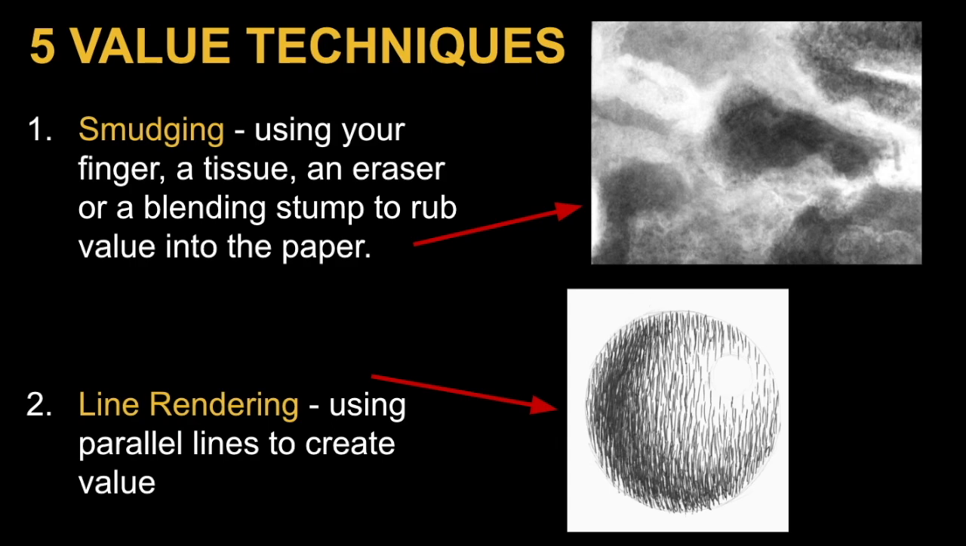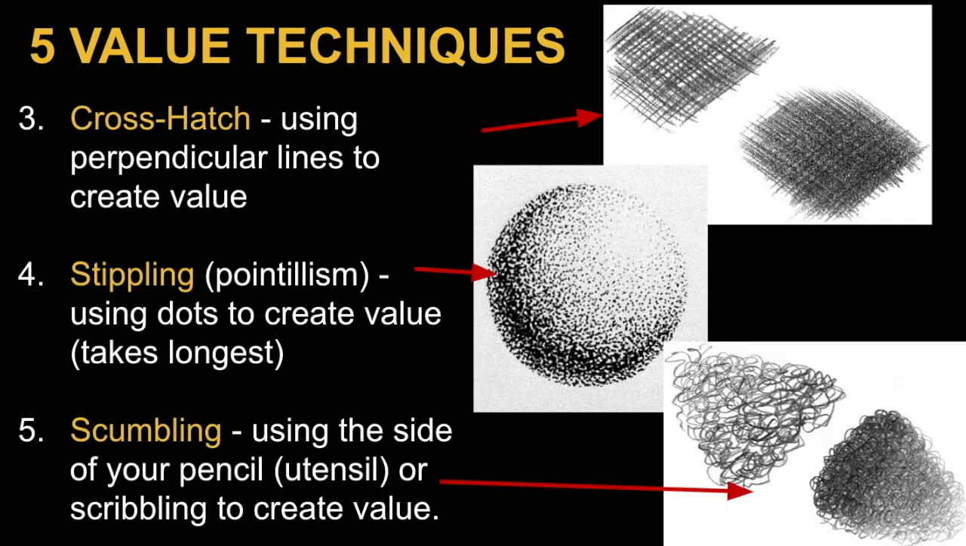The second one is line rendering. Notice you're using parallel lines. It would not matter if the lines are vertical, horizontal, or diagonal as long as the lines are parallel. The third value technique is cross-hatching, so it's using perpendicular lines to create value. What you should notice about that one is that the farther the lines are apart, the lighter the value is. That works the same way with line rendering as well. The closer the lines are together, the darker the value is going to be.